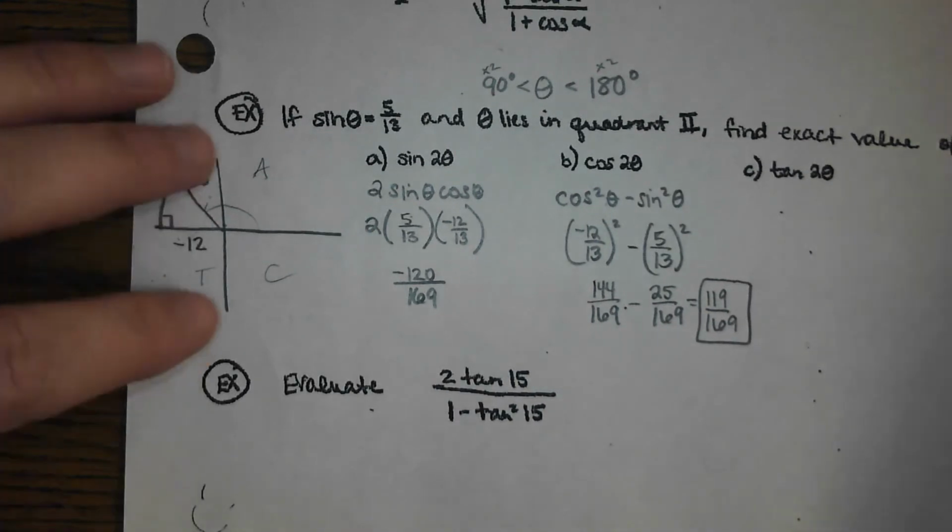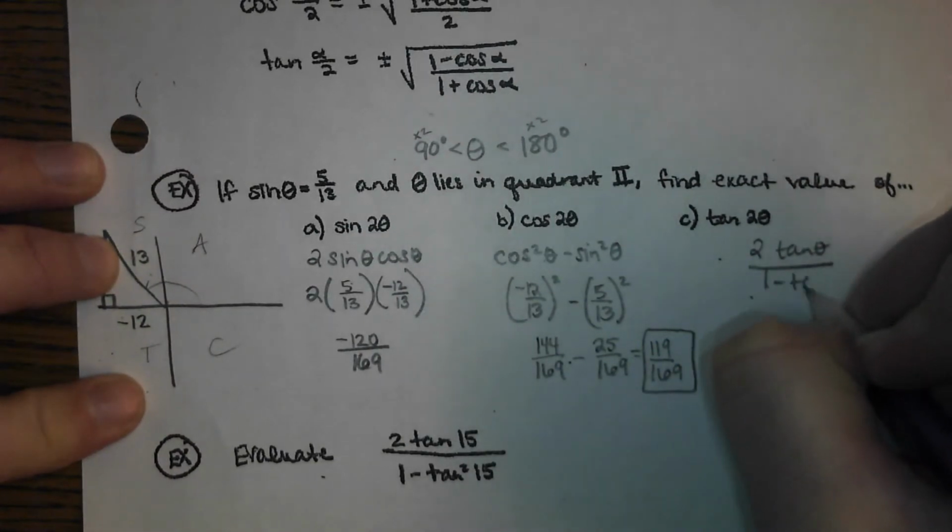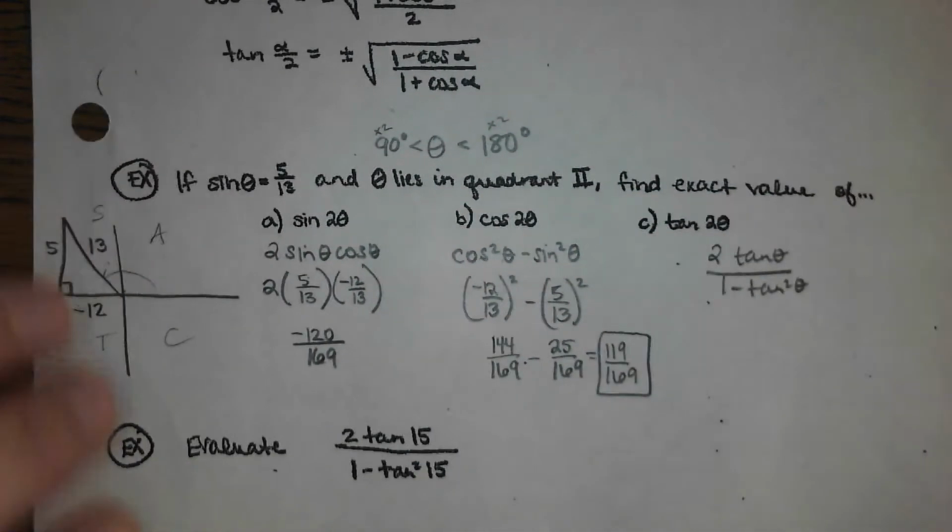And then lastly, the tangent of 2 theta, 2 tan theta over 1 minus tan squared theta. Go ahead, evaluate that on your own.